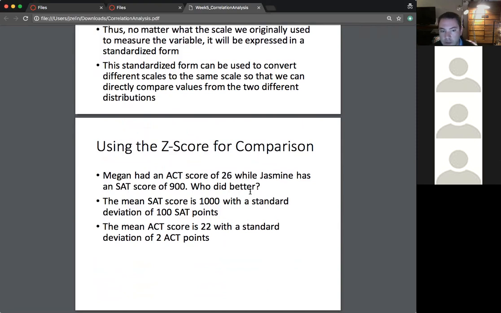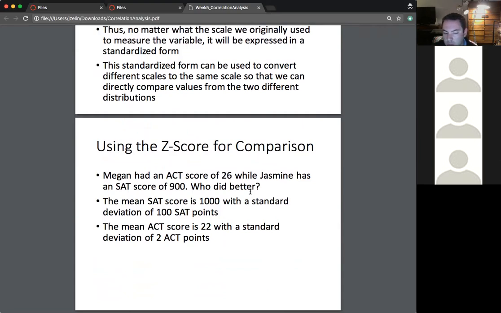Megan scored 2 standard deviations higher on the ACT than her peers. So if you're a college admissions officer, who would you say scored better on their test relative to their peers here? Megan. Yeah, exactly right. So she scored 2 standard deviations higher than the mean on the ACT, while Jasmine actually scored 1 standard deviation lower than the mean here.